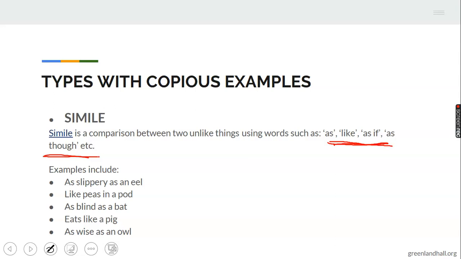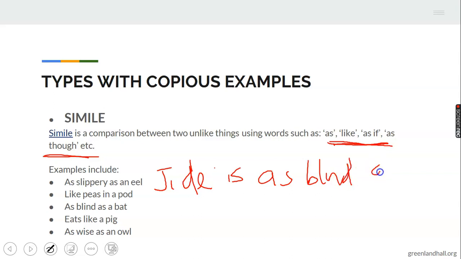Let me try and use two of these in a statement. I will tell you, Jide is as blind as a bat, that is, Jide does not see well or hardly sees in the day. Sorry, in the day. A bat sees in the night, not in the day. Then he eats like a pig. When somebody eats like a pig, that means the person is a voracious eater, someone who eats audibly as if the food is running away.